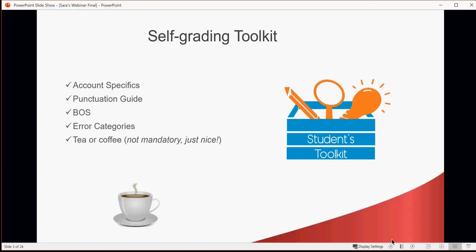Before you get started, it's a great idea to gather your resources. I recommend the following along with anything else you may find useful. I call this the Self-Grading Toolkit. Account specifics, punctuation guide, book of style, error categories, and tea or coffee. Not mandatory, just nice.